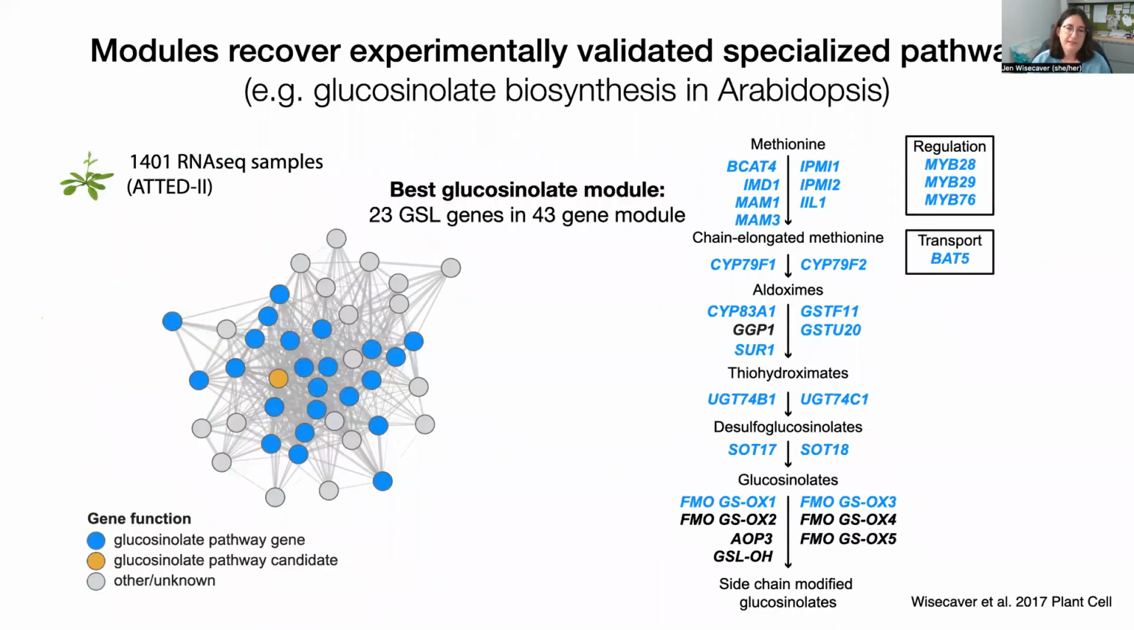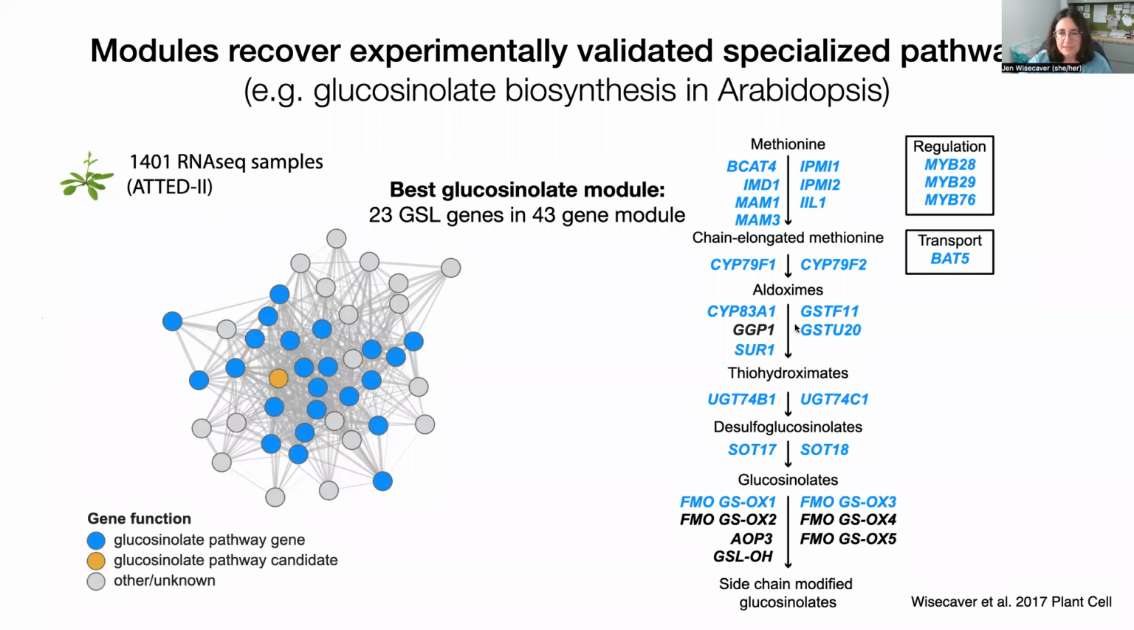And so what we found, if we look at Arabidopsis, for example, is that the mutual ranks to modules workflow does a very good job of recovering experimentally validated pathways like glucosinolate biosynthesis here. So what you see is a 43 gene module, and 23 of them, shown in blue, are genes that are known to participate in glucosinolate biosynthesis, and it represents the majority of genes in the pathway. Those are the blue genes that co-express with each other in our modules, shown in this pathway schematic.